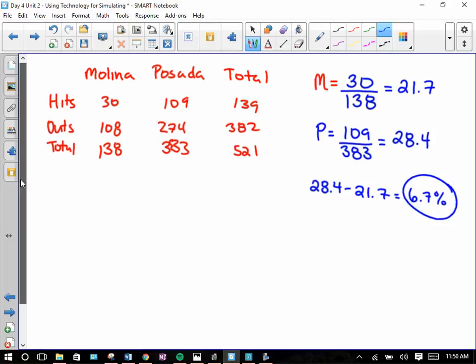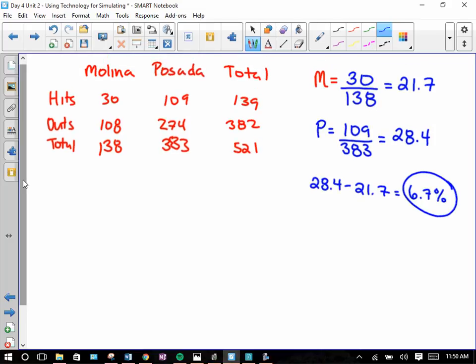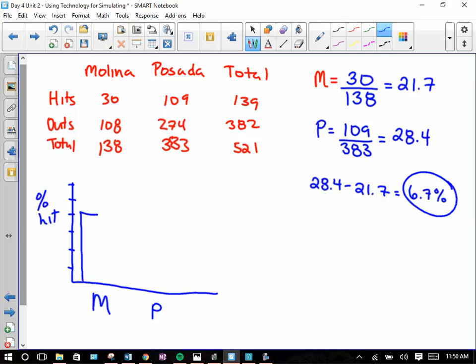Now, to do a graph real quick, I'll just do it here. So 5, 10, 15, 20, 25, 30. We're going to have Molina, Posada, hit. So 21.7, and 28.4 is going to be about there.